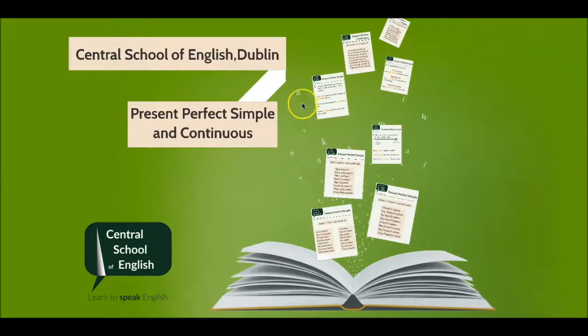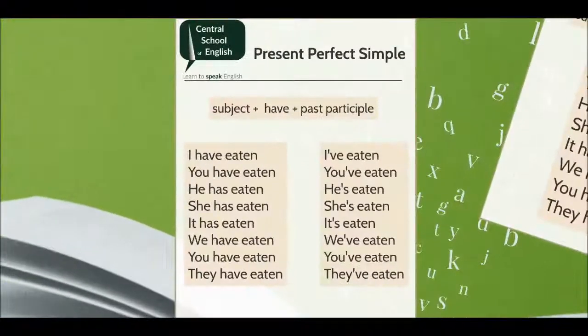In this video, we will learn how to use the present perfect simple tense and the present perfect continuous tense. We form the present perfect simple by using the verb have plus the past participle of a main verb.